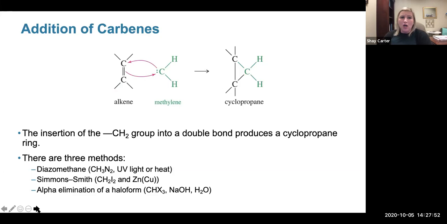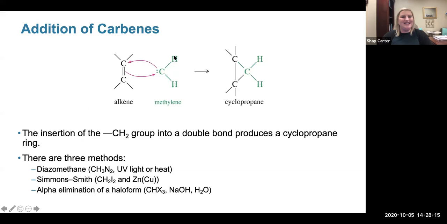Okay, let's talk about carbenes, okay? Carbenes are particularly useful. So a carbene is a CH2 group, okay? And it's not an ion or a radical, but it's a pretty unique thing. So it's a CH2 group that has an unshared pair of electrons, okay?